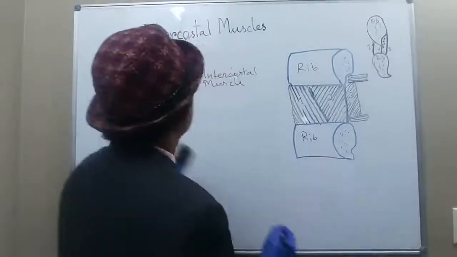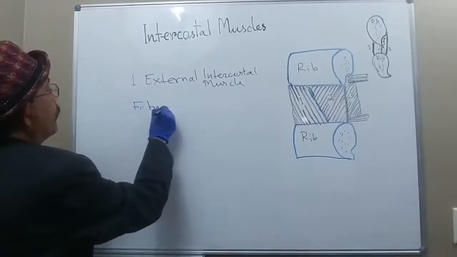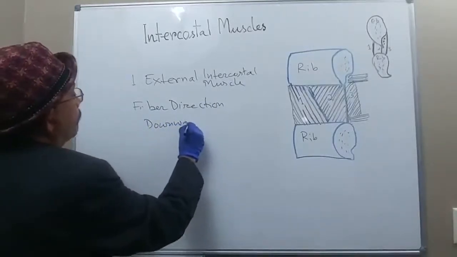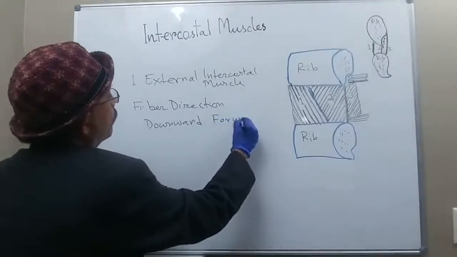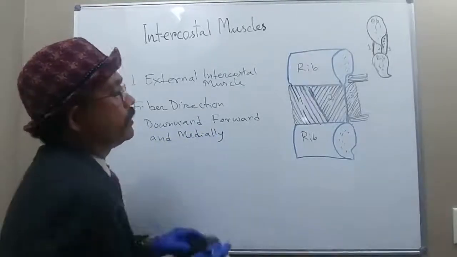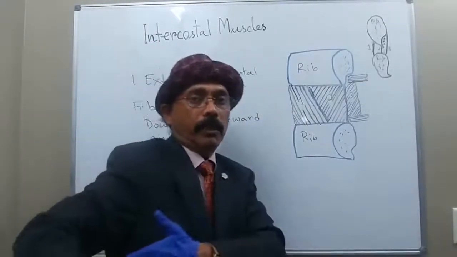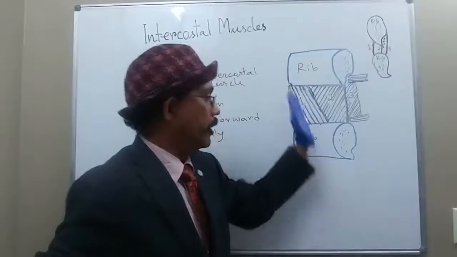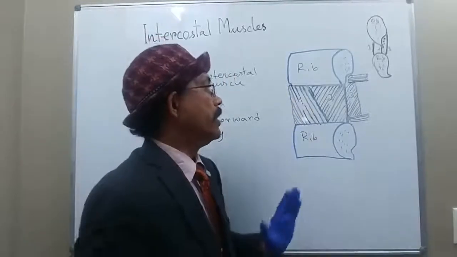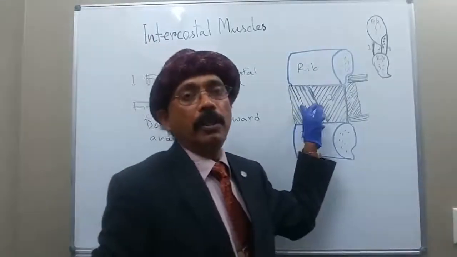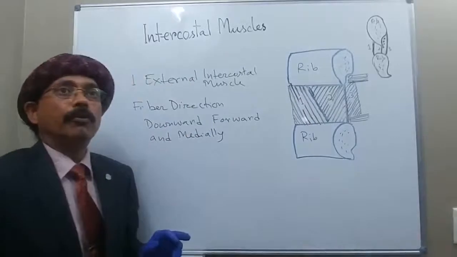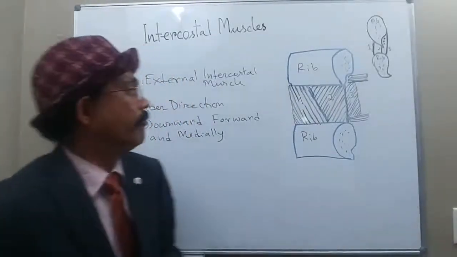Fiber direction. What is the fiber direction? Fiber direction is downward, forward, and medially. If you look from the lateral aspect, anteriorly we get this type of orientation, posteriorly downward and laterally, but for most of the part it is downward, forward, and medially. The external intercostal muscle is external to the other two muscles, and this is the strongest intercostal muscle. So we have origin, insertion, nerve supply, fiber direction.